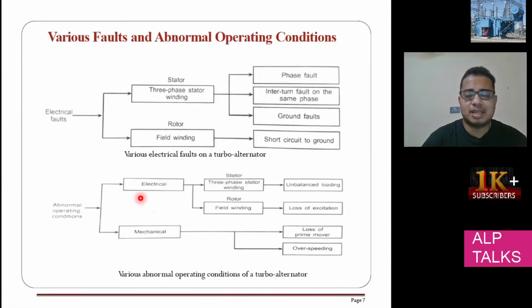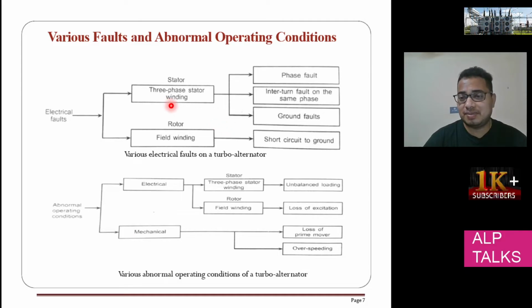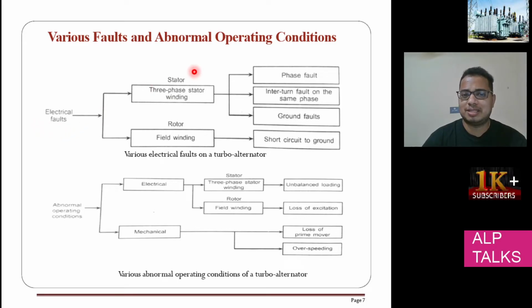So, various faults and abnormal operating conditions. What are the various faults we can see in the generator alternator? There can be electrical faults. Mainly we have two items: one is the stator, another is the rotor. In the stator there is the 3-phase stator winding. In the rotor we have the field winding.